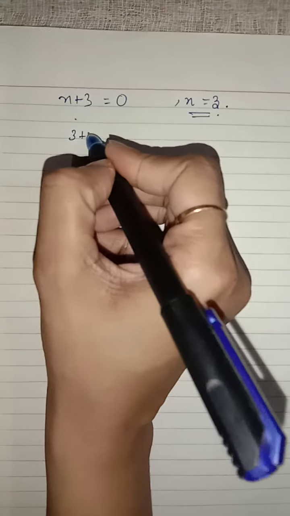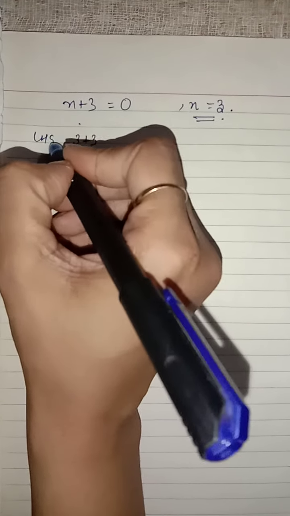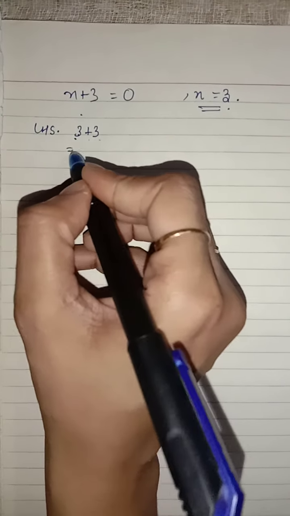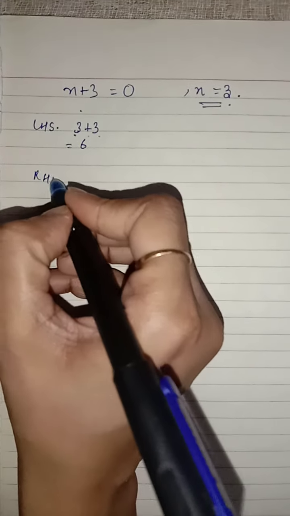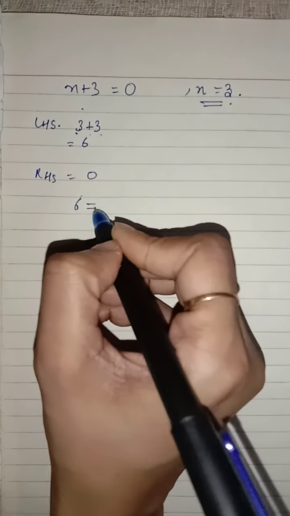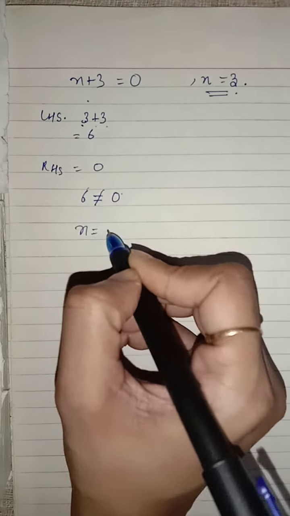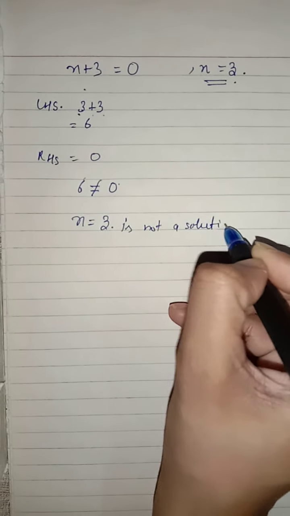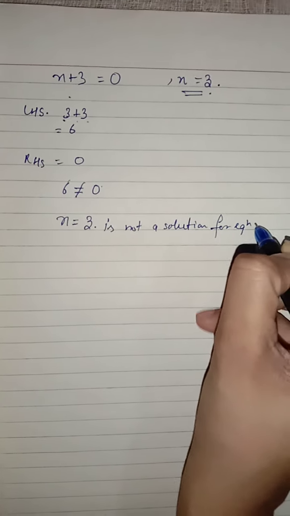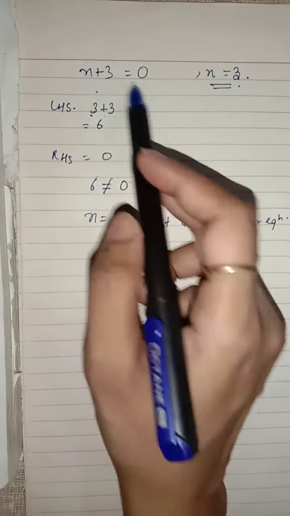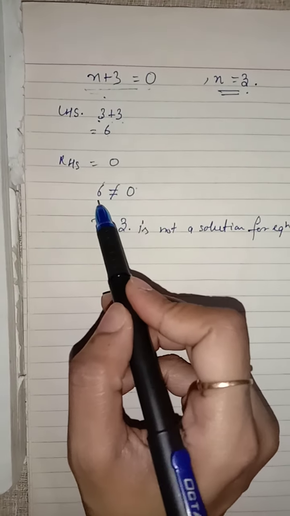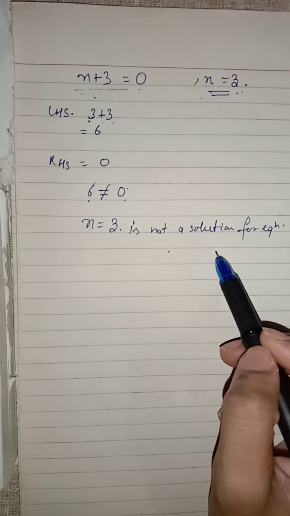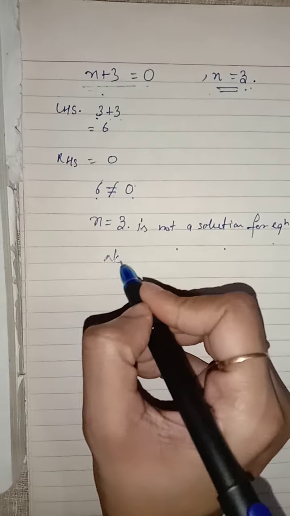So we will put x is equal to 3 in the equation. Now on taking left hand side, we put the value of x, it will be equal to 3 plus 3. 3 plus 3 is 6, and we know that on right hand side we have 0. So 6 is not equal to 0. That means x is equal to 3 is not a solution for the equation, because the solution is not satisfying the equation. We get 6 that is not equal to 0. It means x is equal to 3 is not a solution for the equation. So we will write no.